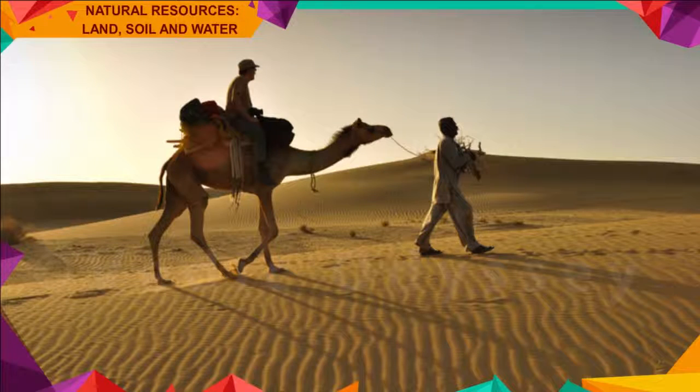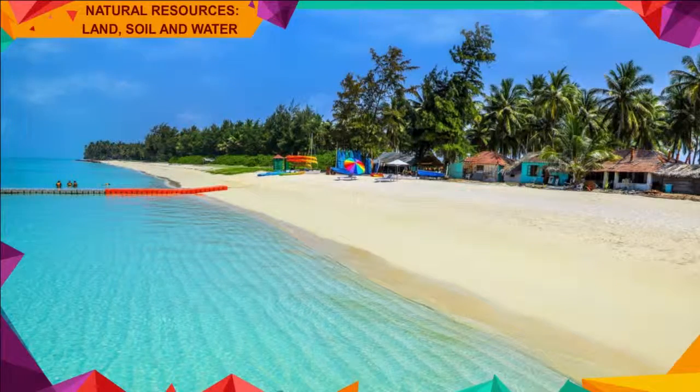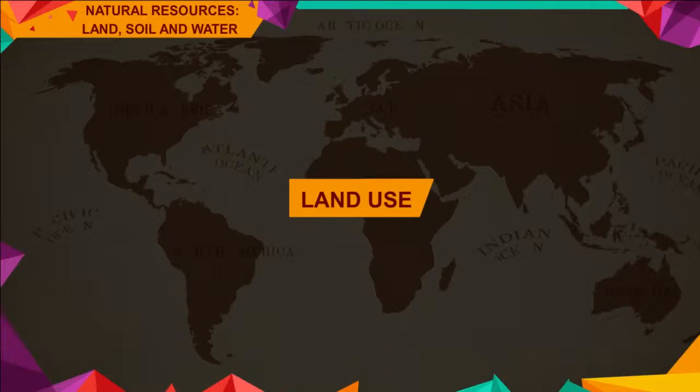In the western part of Rajasthan is the Great Indian Desert. India has two major island groups, the Andaman and Nicobar Islands in the Bay of Bengal and the Lakshadweep island group in the Arabian Sea.